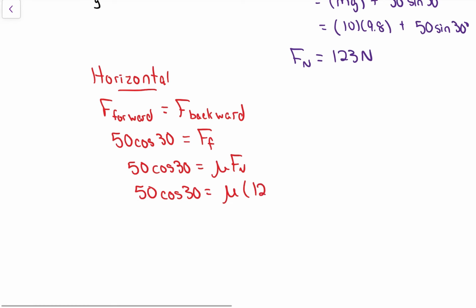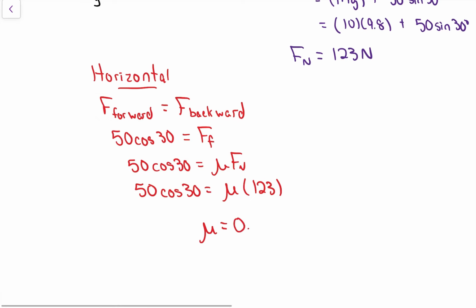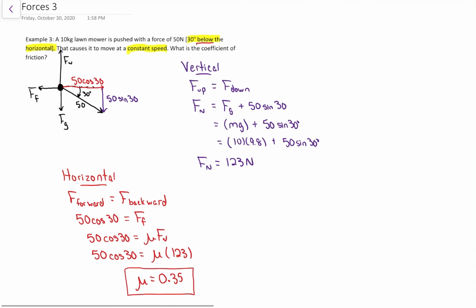Mu times 123. If I clean that up, my coefficient's going to be the 50 cos 30 number. Crank that out on your calculator, divided by 123. When I did it, I got roughly 0.35. Same type of question, same method to solve it. We just had to watch our directions since this one is being pushed below the horizontal.